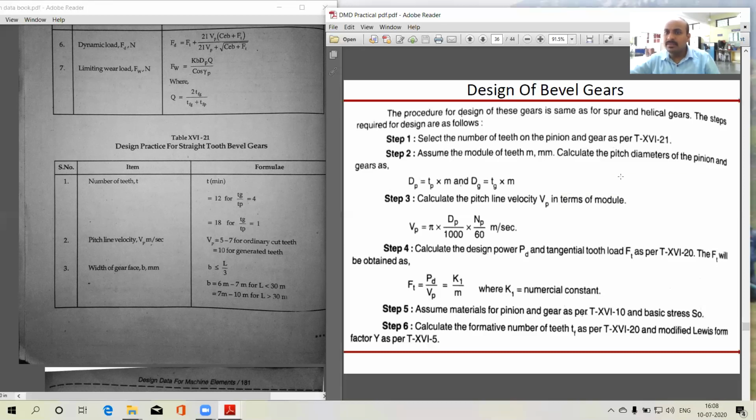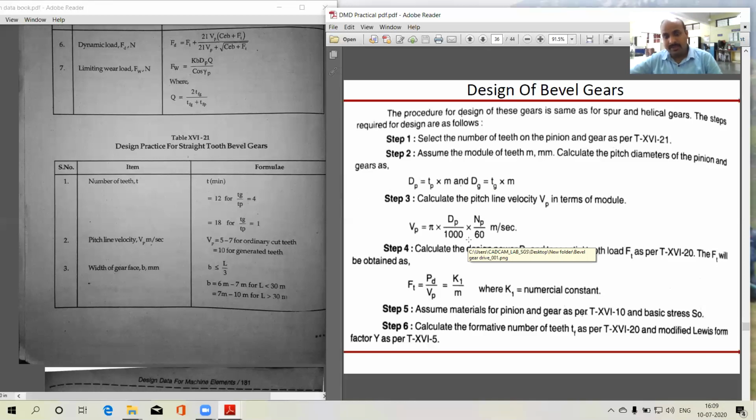Calculate the pitch diameter of the pinion and gears. Now using M, as the definition of M is the ratio of diameter to the number of teeth, you can calculate the diameter in terms of module. For the diameter of the pinion, it is TP into M, and for the diameter of the gear, it is TG into M. Now accordingly, you have to calculate the VP in terms of module.